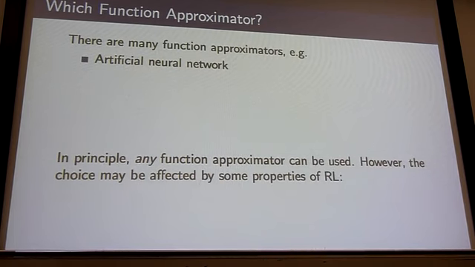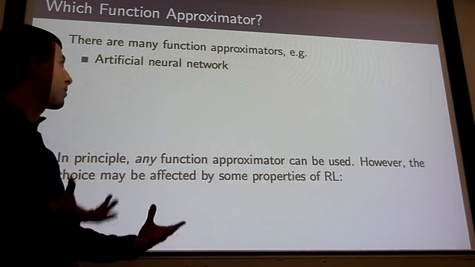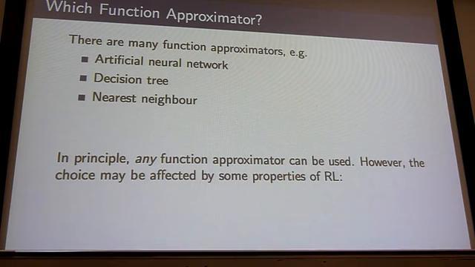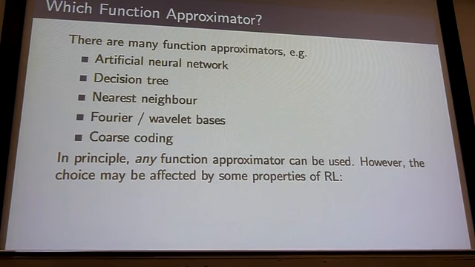Okay. So, you've probably seen in your supervised learning class and in the rest of machine learning that there are many, many different ways that you can approximate a function. So some well-known function approximators include artificial neural networks, decision trees, nearest neighbor approximations, Fourier or wavelet bases for representing functions, or what we call coarse coding, which is basically where you just have a bunch of features thrown down to cover different parts of the state space in sort of lumps, if you like. We'll look at that in more detail later.